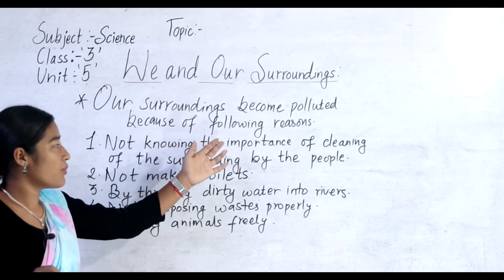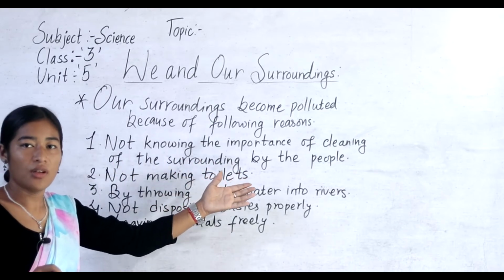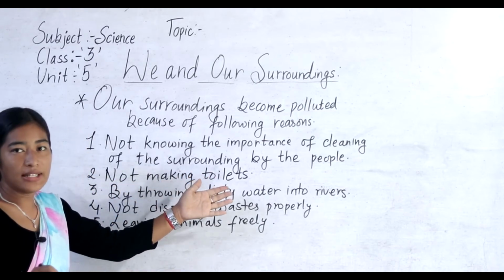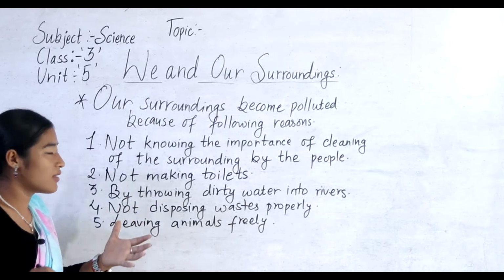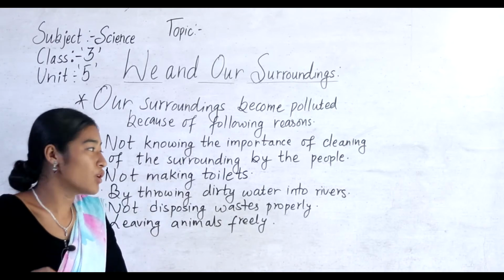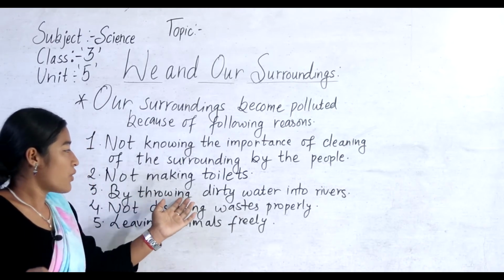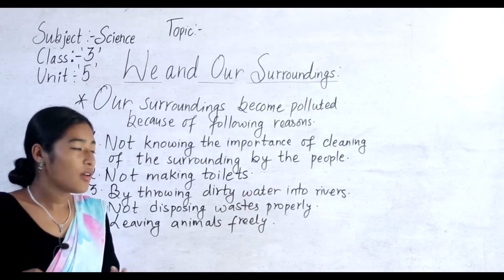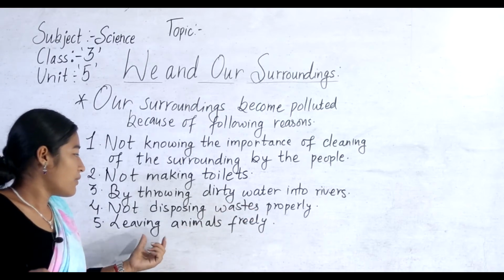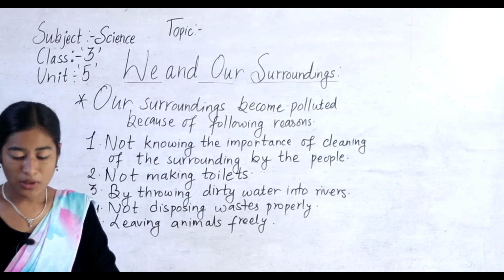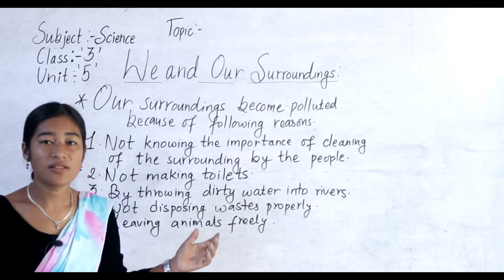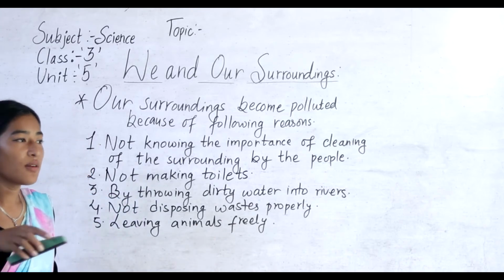So these are some of the reasons that make our surrounding polluted. One is people not knowing the importance of cleaning the surrounding. People don't know about the importance of a clean environment. The second one is not making toilets. They do not have toilets, and they go here and there or near the sources of water, which also makes the water polluted. The third is throwing dirty water into the rivers. The fourth point is not disposing wastage properly, and the fifth point is leaving animals free. The domestic animals are not under control, and they pass dung here and there. So these are some reasons that make our surrounding polluted.